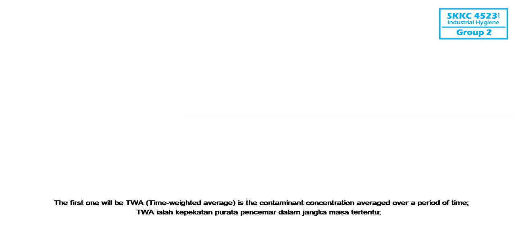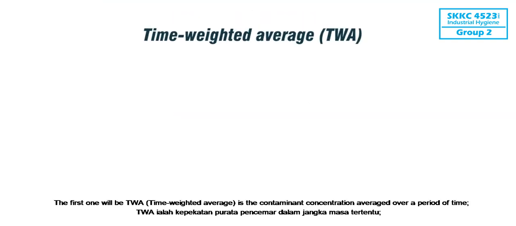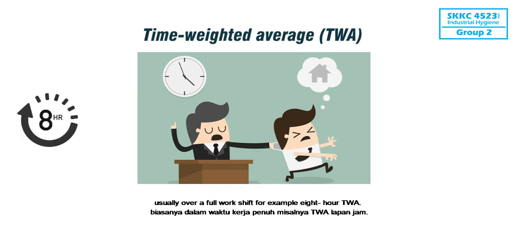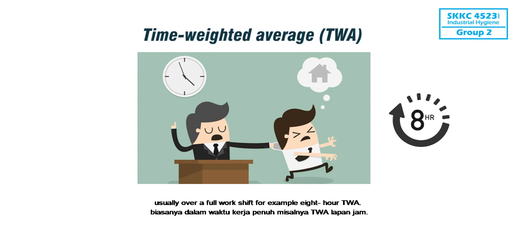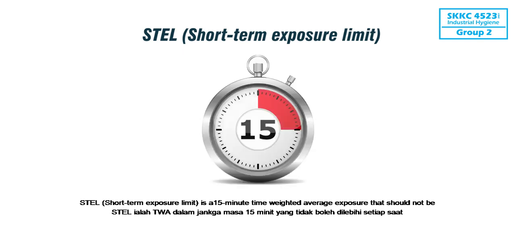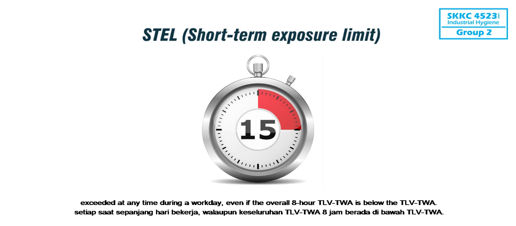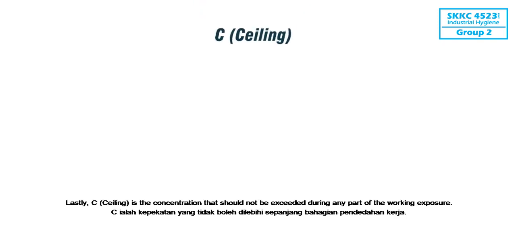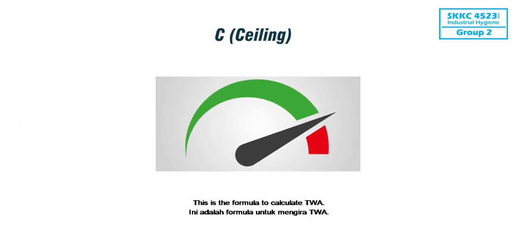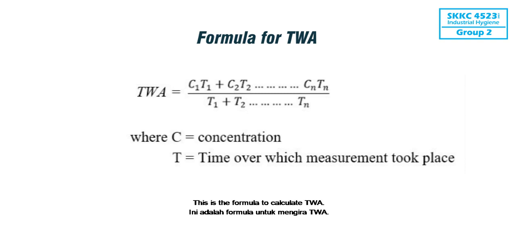Next, we are going to learn some typical time constants. The first one is TWA, time weighted average, which is the contaminant concentration averaged over a period of time, usually over a full work shift, for example 8-hour TWA. Next, STEL, short term exposure limit, is a 15-minute time-weighted average exposure that should not be exceeded at any time during a workday, even if the overall 8-hour TLV-TWA is below the TLV-TWA. Lastly, C, ceiling, is the concentration that should not be exceeded during any part of the working exposure. This is the formula to calculate TWA.